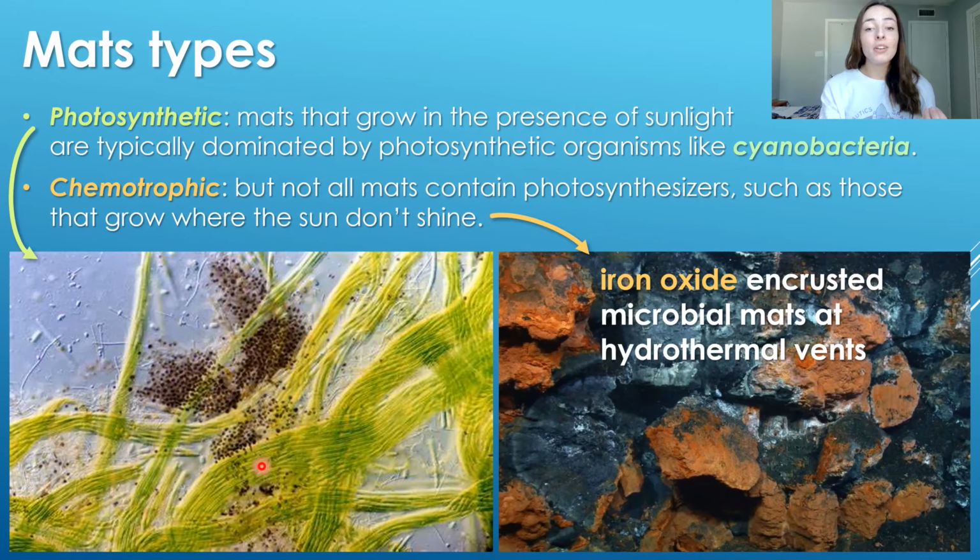But what about those mats that grow where the sun don't shine? And I mean this quite literally, actually. That is where sunlight doesn't reach, like maybe hydrothermal vents, for example. Mats can grow, but they don't contain photosynthesizers because obviously there's no photo to synthesize. Therefore, they have to chemosynthesize, and that is why they're called chemotrophic mats. For example, in this picture here, you can see iron oxide encrusted microbial mats at hydrothermal vents. But we'll get back to that.